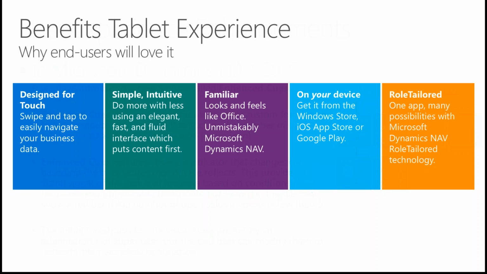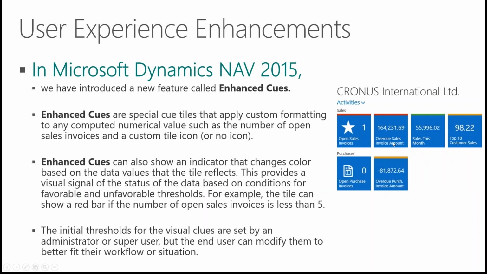And you'll also notice here that the activity queues are not only open invoices and open purchase invoices, but also, for example, overdue sales invoices or sales this month. So activity queues can now be created to show dollar amounts or the top 10 customer sales, margin. You can do calculations and present those in the Role Center with the enhanced queues.